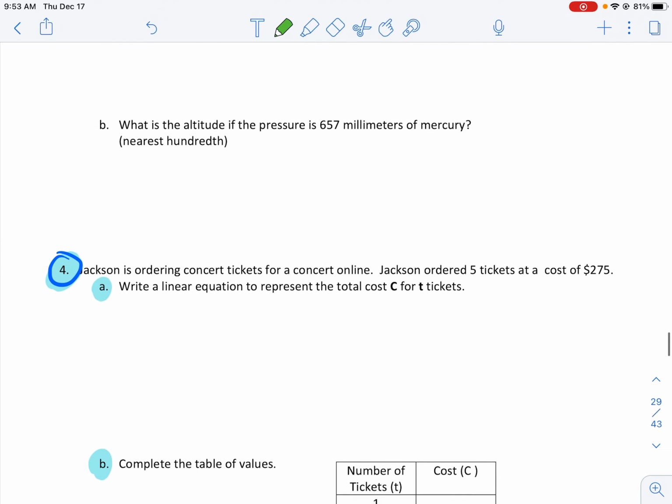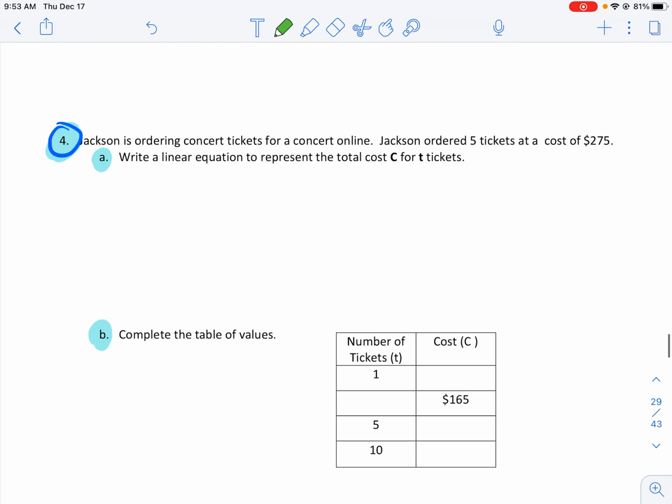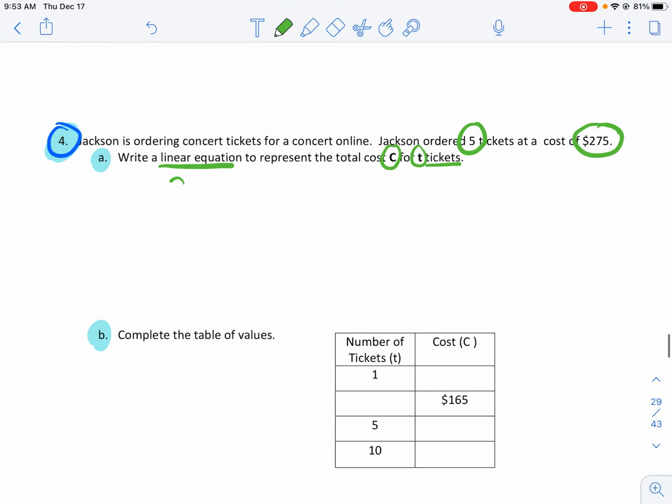Okay, so let's look at page 24. And we're going to try this question where we have to make a table. So if we look at number 4, it says Jackson is ordering concert tickets online. He ordered 5 tickets at a cost of $275. Write a linear equation to represent the cost C for T tickets. So my loves, I'm going to start by writing y equals mx plus b. But remember, if they give us C and T for variables, we have to use those.